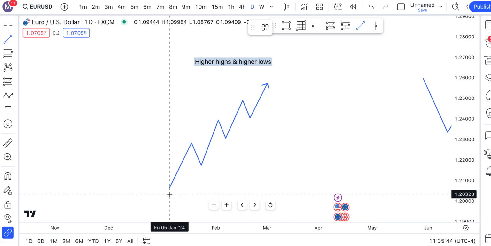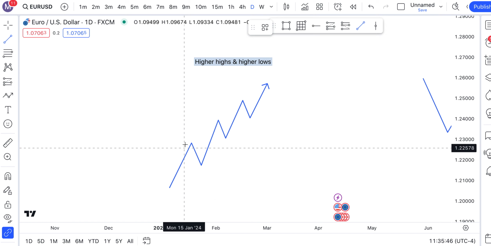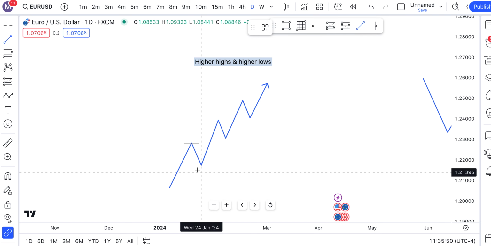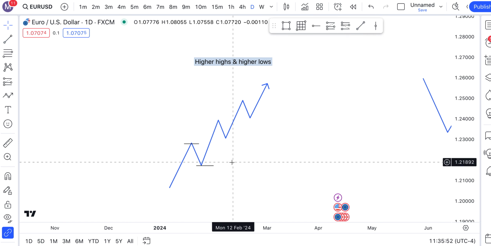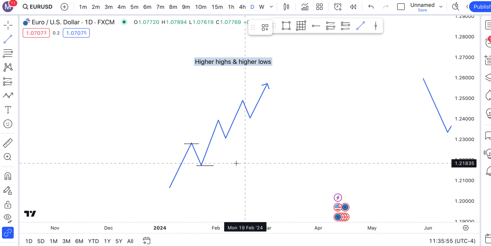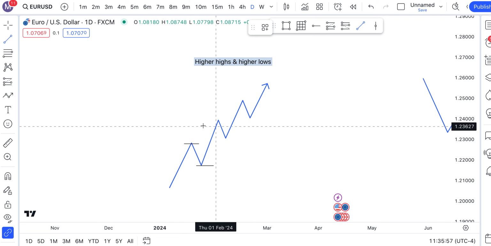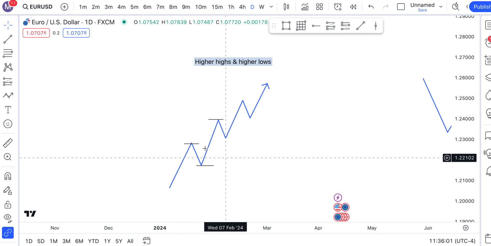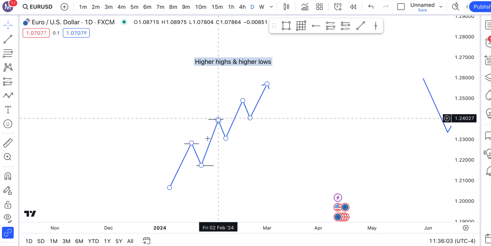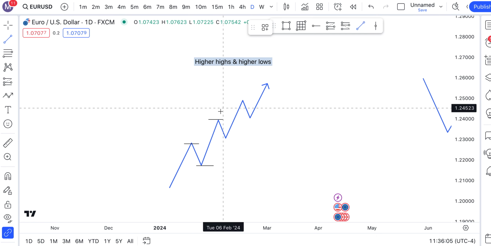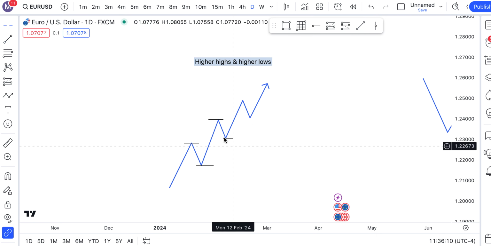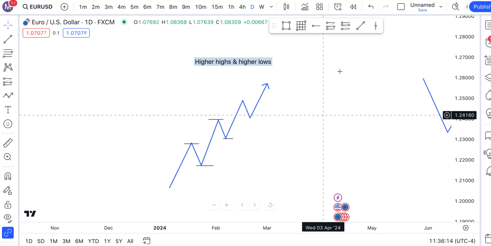So price starts here, we come up and we make a high. Price comes down a little bit and makes a low. And then price carries on coming up and it breaks the old high and creates a high here, meaning we have made a higher high. And then on this little leg down here, we make a new low. This low is higher than the previous low, confirming the uptrend.